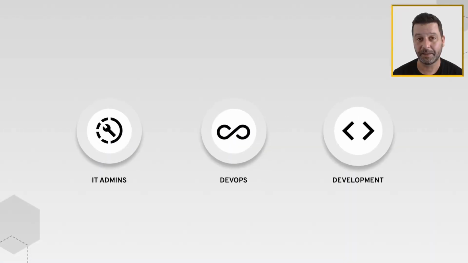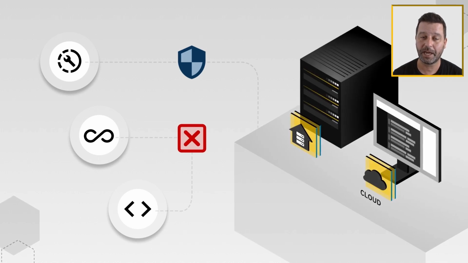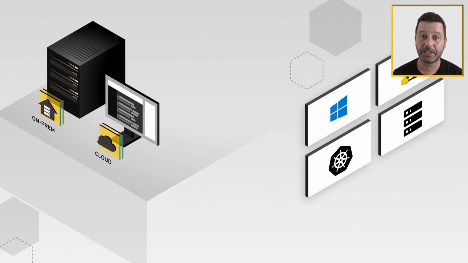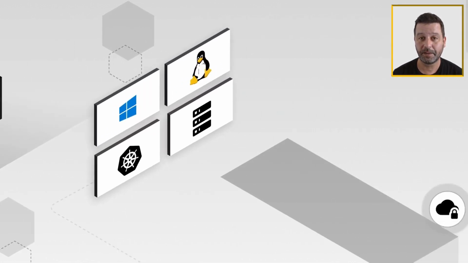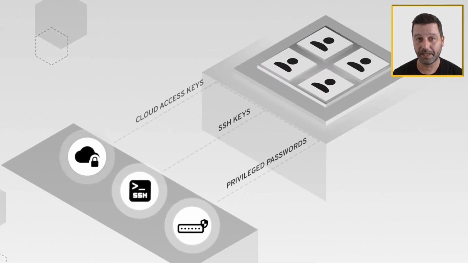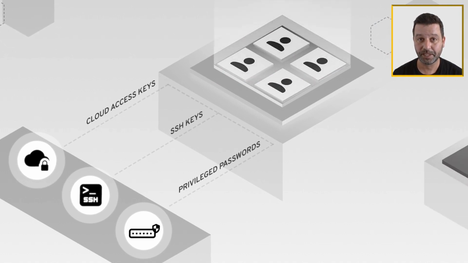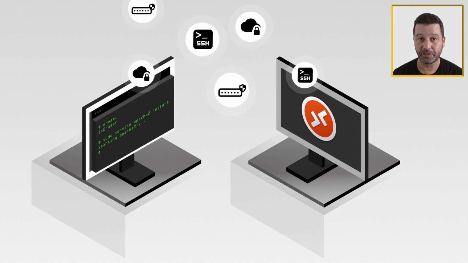IT admins, DevOps, and development teams struggle with protecting access to infrastructure in the cloud and on-prem to endpoints like remote desktops, Windows machines, Linux servers, Kubernetes clusters, and databases. Often, privileged passwords, SSH keys, database credentials, and cloud access keys are just shared among team members, and then they end up in tools like Microsoft Remote Desktop or SSH clients on local workstations or other software.